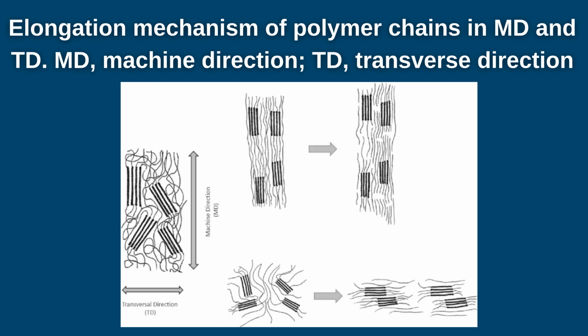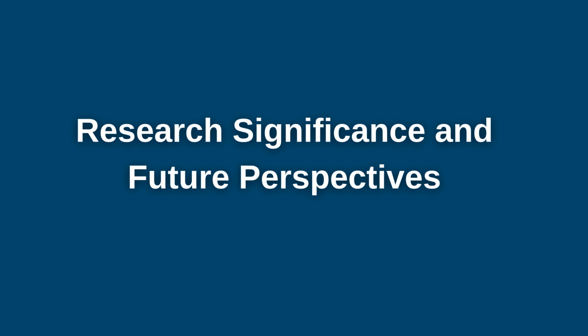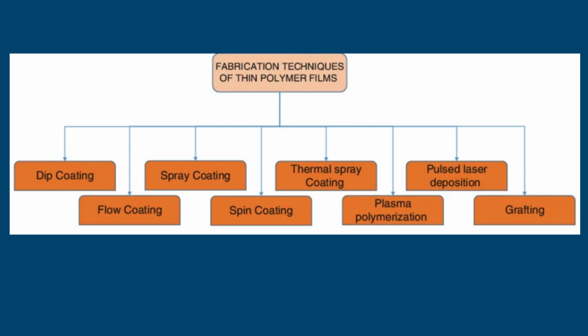These microstructural characteristics directly affect mechanical strength, modulus, optical clarity, refractive index, barrier performance, and electrical conductivity in functional films. Therefore, controlling processing conditions is essential for tailoring film properties to meet specific application requirements. Research significance and future perspectives. A systematic understanding of polymer film preparation methods provides significant theoretical and practical benefits. From a scientific perspective, it enables deeper insight into the relationship between processing conditions and molecular organization, thereby supporting the rational design of advanced materials.